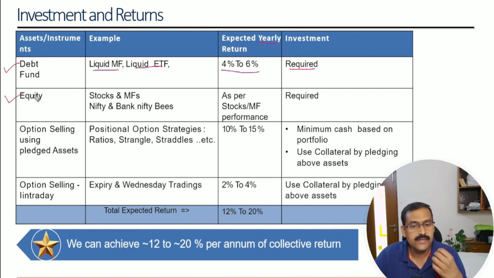Next one is the equity instruments. Equity instruments can be stocks or equity mutual funds. It can also be Nifty and Bank Nifty Bs. These are nothing but the equivalent value of the Nifty and Bank Nifty indices. You can buy them like any other instruments and stay invested. Of course, the return from these equity funds is as per the market returns, and you need to have the money to invest in these instruments.